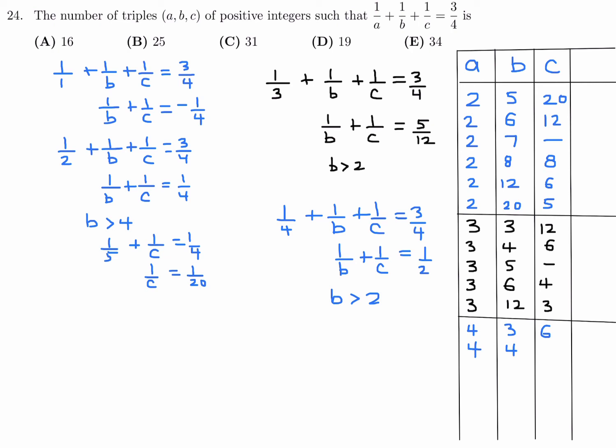4 is fixed for A. Now we go up to 4, and C becomes 4. It's 4, 4, 4. And then A is fixed as 4. We go up to 5. It doesn't give an integer value. A is fixed as 4.